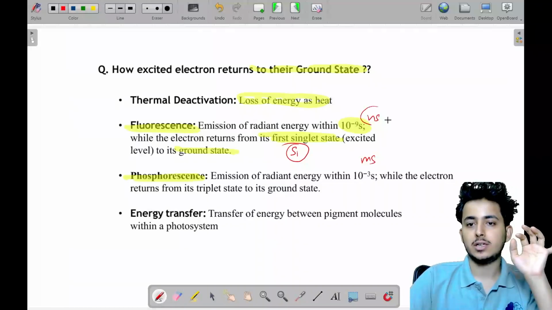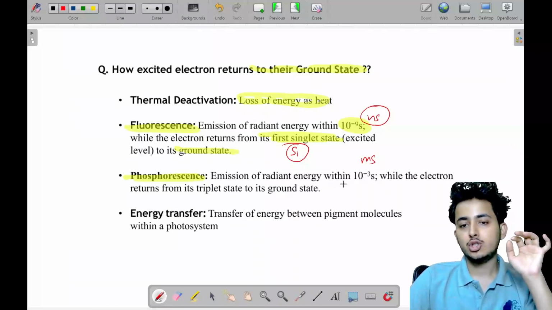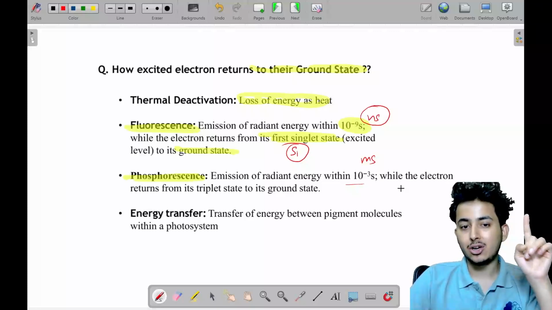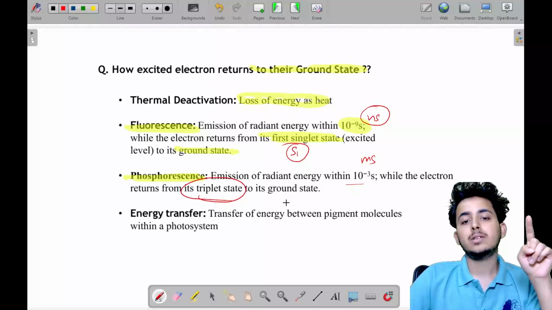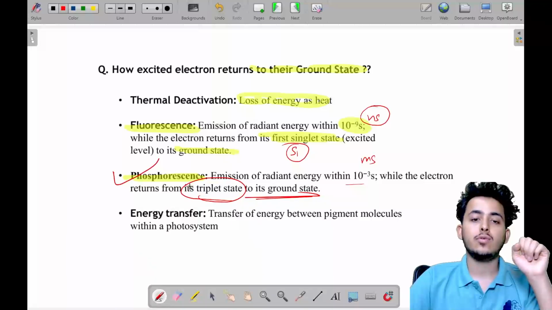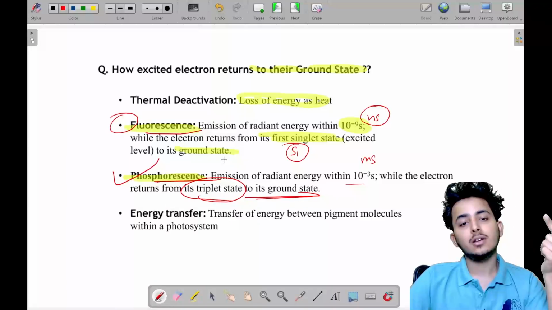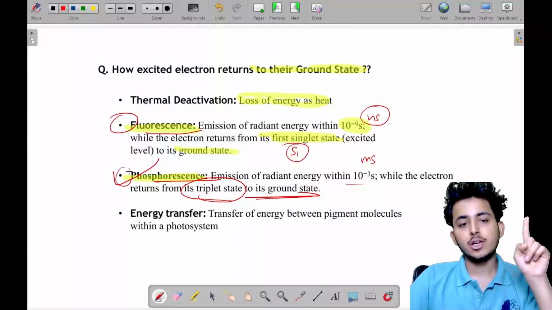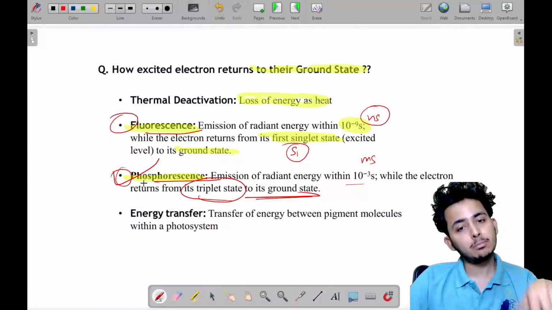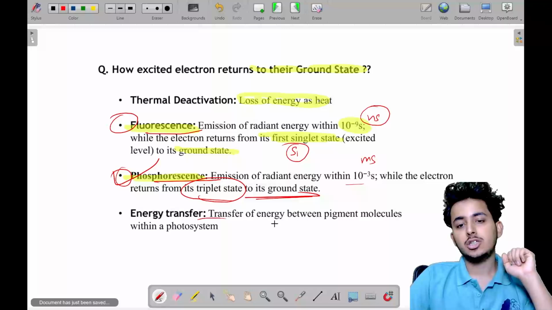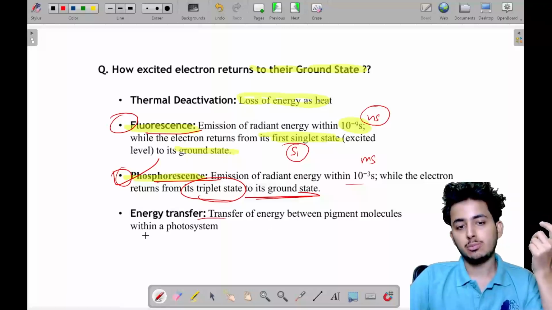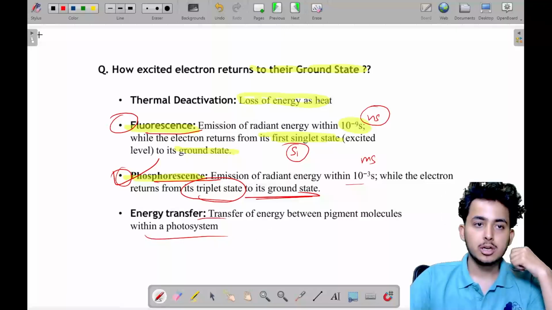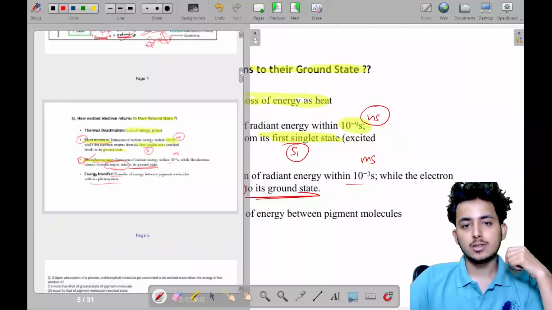Here it was nanoseconds. So in milliseconds, the emission of energy happens when the electron returns from the triplet state to the ground state. Then it is called phosphorescence. Fluorescence is when they return from singlet to ground. Phosphorescence is when the electron returns from triplet to ground state. Then energy transfer is the transfer of energy between pigment molecules within a photosystem. So basically this part is clear, I guess.